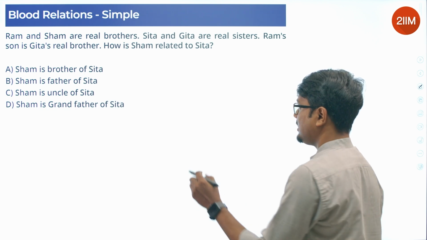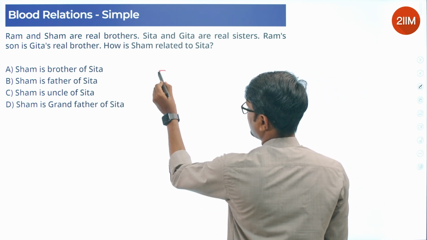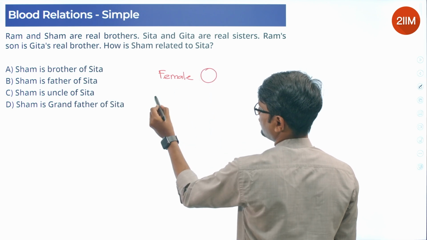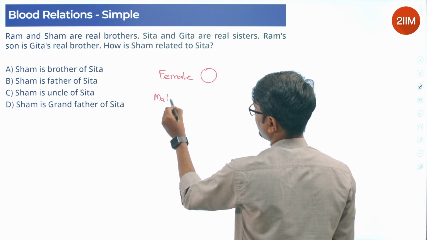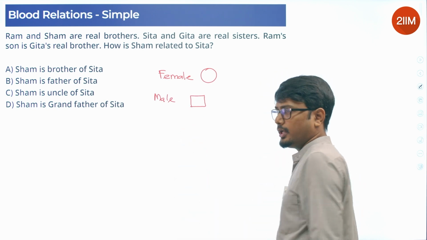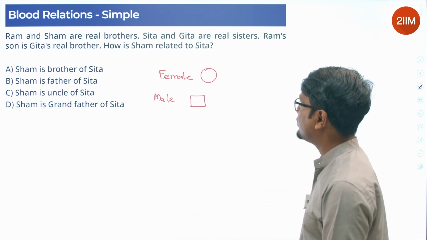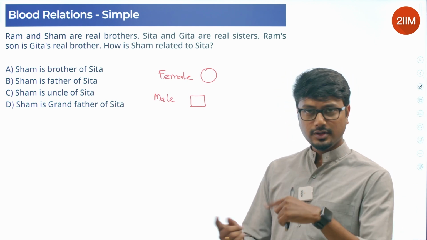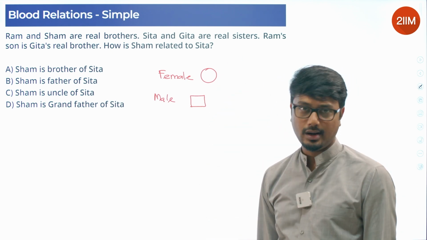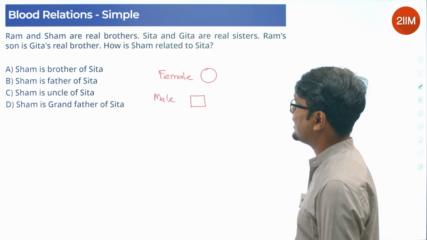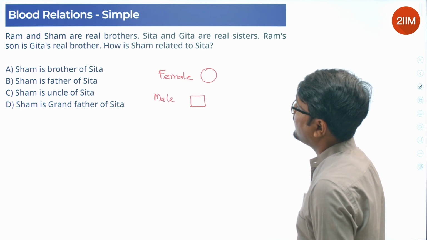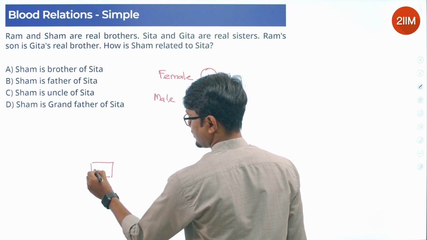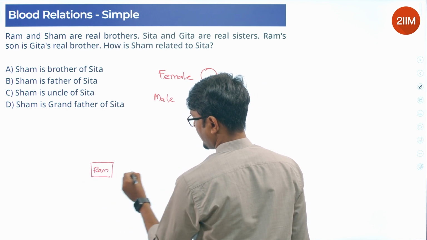Okay, so I'm going to think in this manner. For female, I'll put a circle. For male, I'll put a square or rectangle. Okay, so for the same generation, I'll put a straight line, and for a different generation, I'll put an up and down line. So a top to bottom line. We'll think like that. Ram and Sham are real brothers. So Ram is a male.